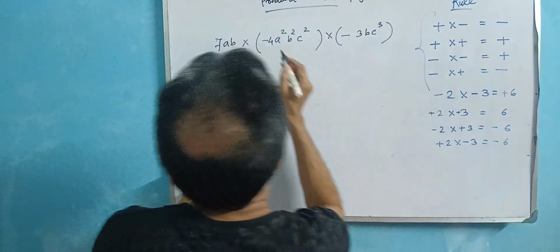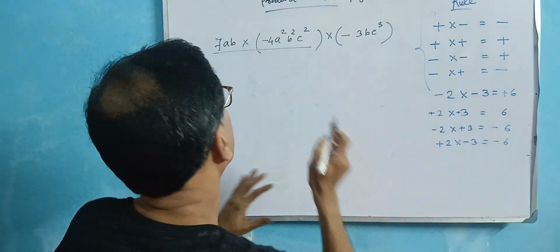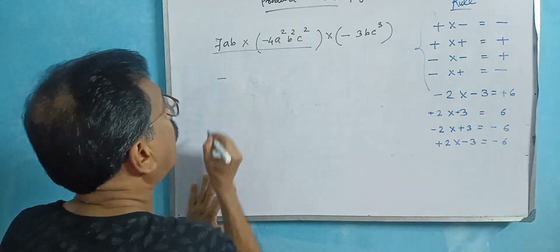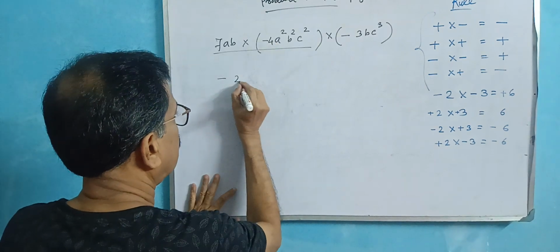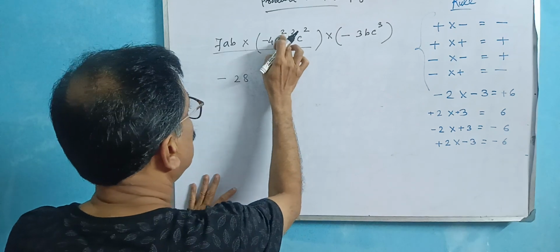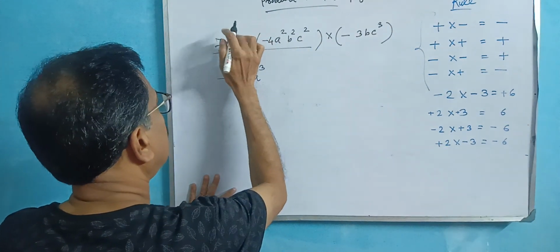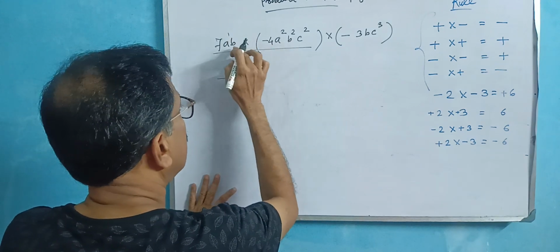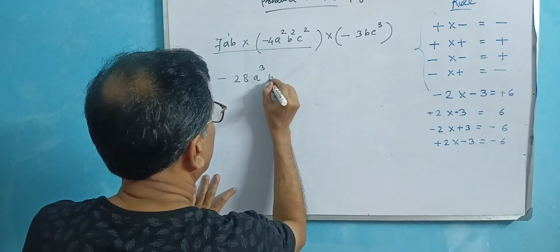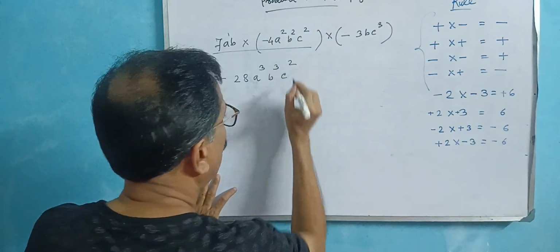Suppose first you multiply this, no problem at all. First you multiply this, basic thing. So plus minus minus, 4 7s are 28. This is a, this is a square, so a is 2, here is 1, a to the power 3, because here is 2 and here is nothing, that means 1. b is 1, here is 2, so b to the power 3, because 2 plus 1 is 3, and c square. No problem.